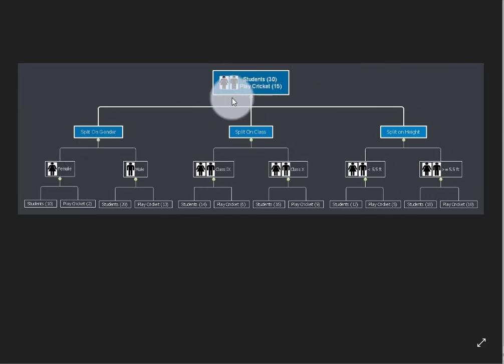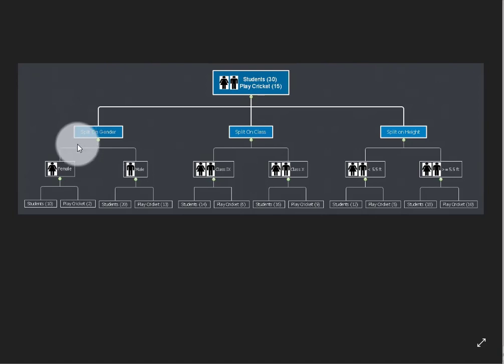If I just explain the data set again, we have 30 students in our class, okay. Among them 15 play cricket. Now we have three things based on which we can divide this whole students, either based on gender or based on class or based on height, okay. So we have these three features in our data set, right? Gender, class and height. And based on that, we will try to determine whether they will play cricket or not, okay. So that's our problem statement over here.